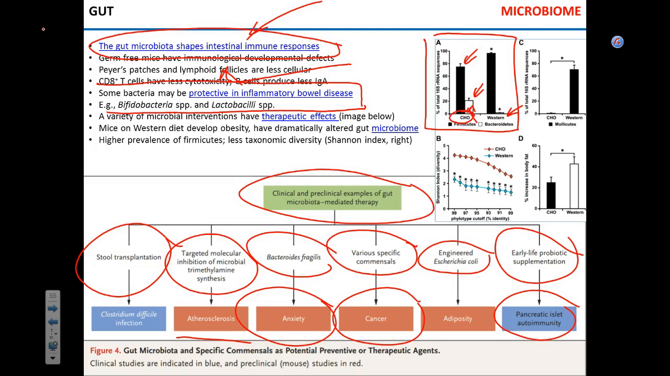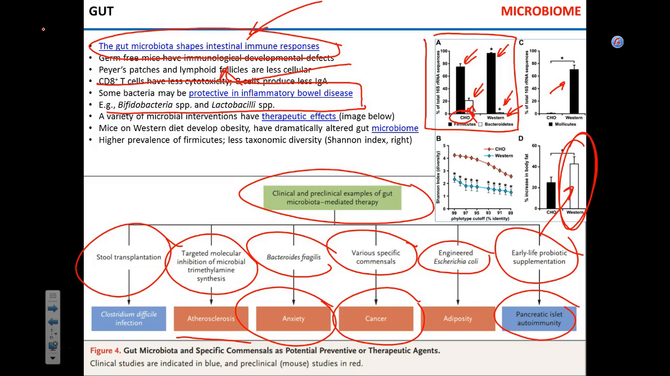Okay. So on Western diet, mice accumulate much more significant amount of fat. Okay, they become obese. And you can see that they not only become obese, the proportion of firmicutes to bacteroidetes increases. So they get more firmicutes, less bacteroidetes. Okay, does that make sense? They also get more molicutes. You can see that in Western diet mice increase the percentage of body fat. Does that make sense?